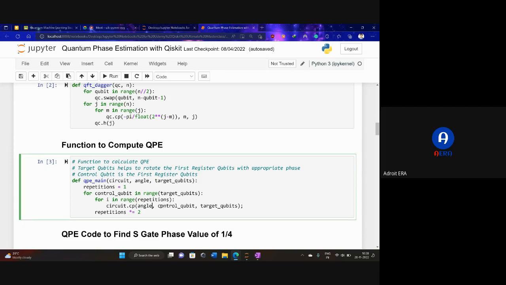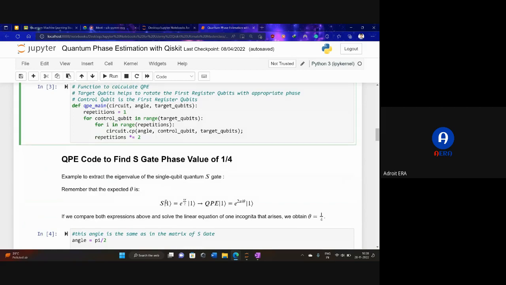And then we will have the control qubit and the target qubit. So control phasing will be applied according to this angle from the control qubit to the target qubit, because remember from the target qubit then phase kickback happens and it rotates the control qubits in the first register, and then it stores the value in an accumulated manner. So for that we take the loop up to the number of target qubits, because from the target only we are going to rotate the first qubit, and another loop for the repetitions, that is how many times we are going to apply the repetitions. Okay, and we keep increasing the repetitions by 2.